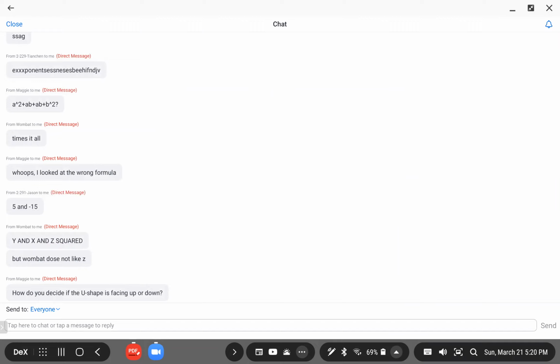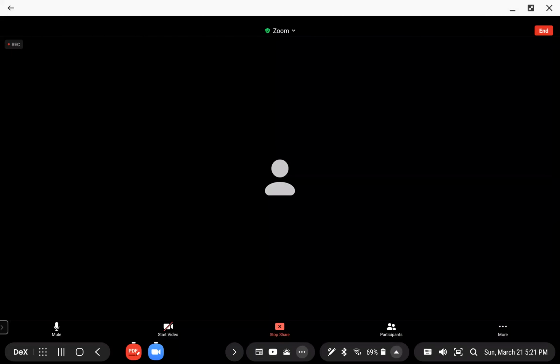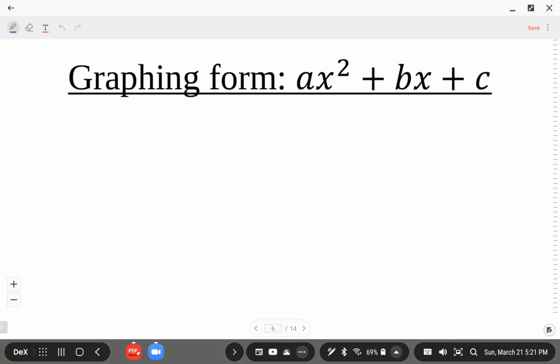How do you decide if the U shape is facing up or down? Okay, that's a very, very good question. Good job noticing that.